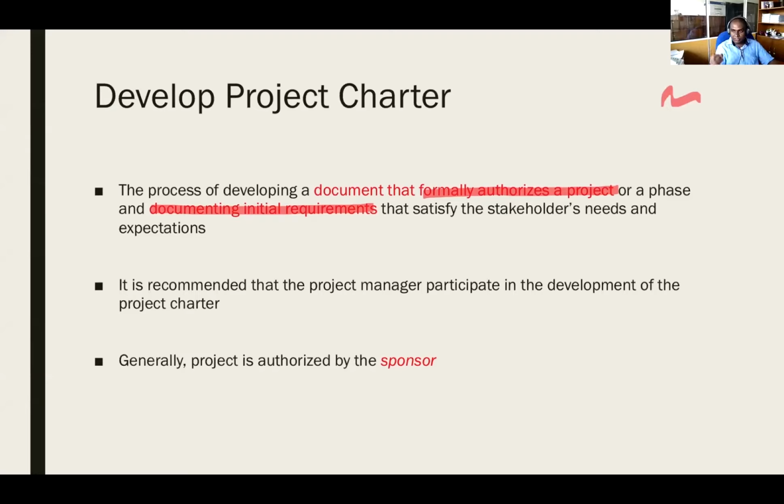It doesn't have detailed drawings or anything, but initially, to have a go at implementing the project, to start the project, the basic level requirements that a project needs. That document is what we call the project charter.